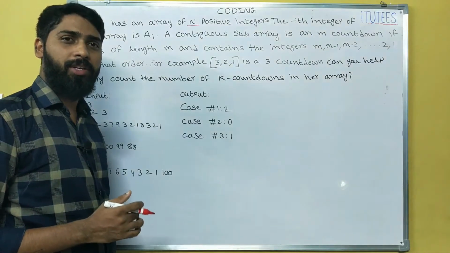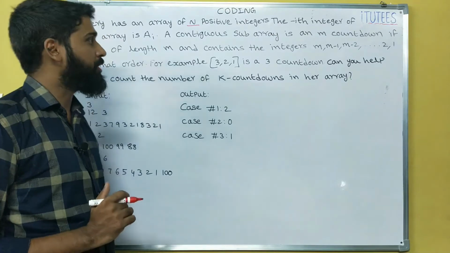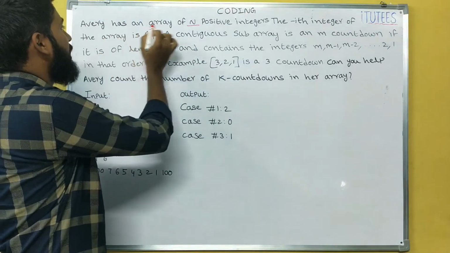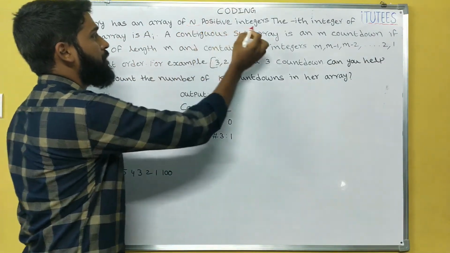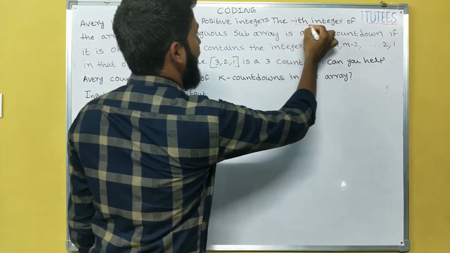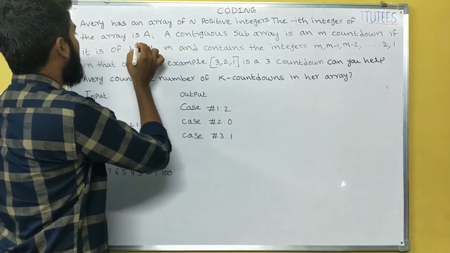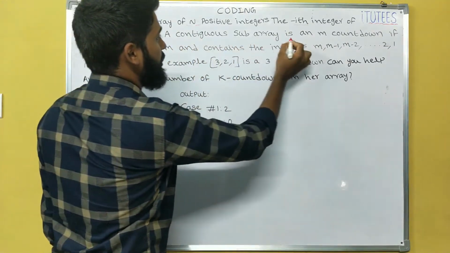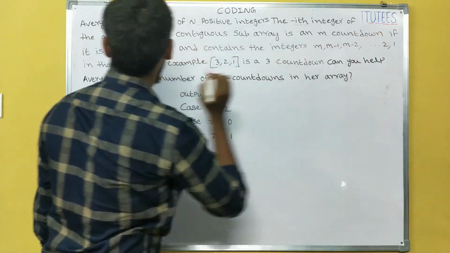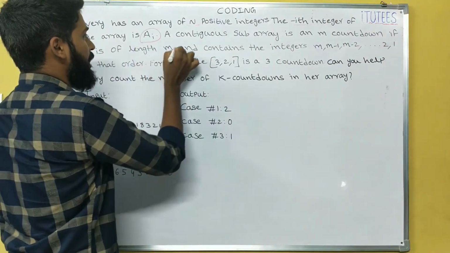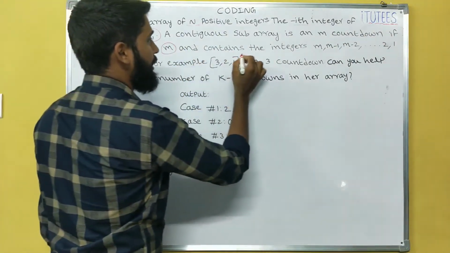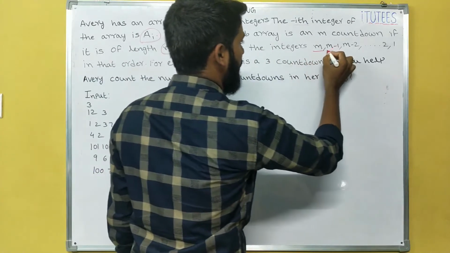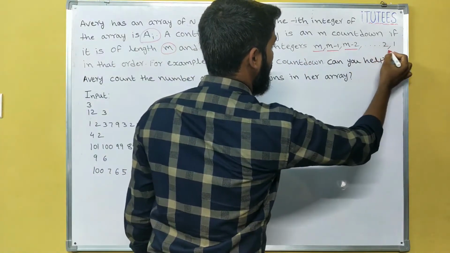In this class we are going to discuss one coding question. Avery has an array of n positive integers. The ith integer of the array is A of i. A contiguous subarray is an m-countdown if it is of length m and contains the integers m, m minus 1, m minus 2, down to 1.